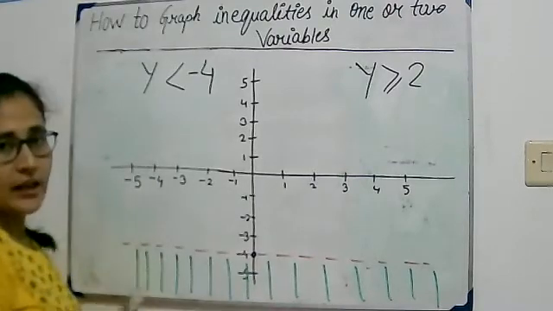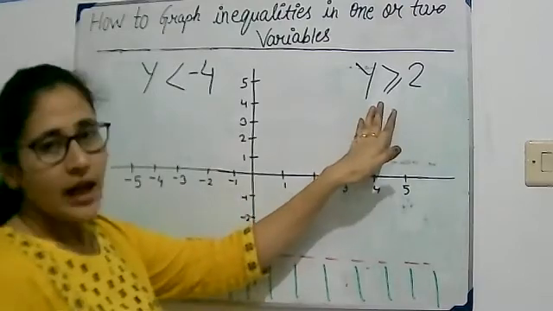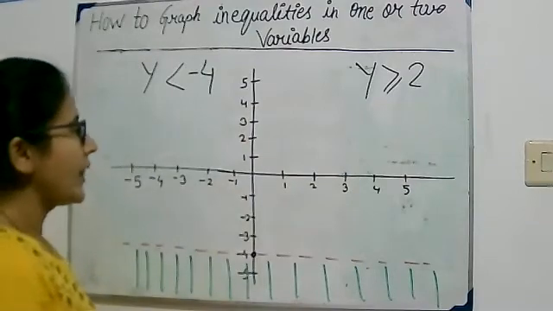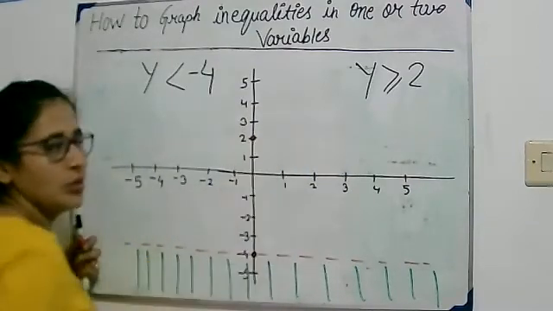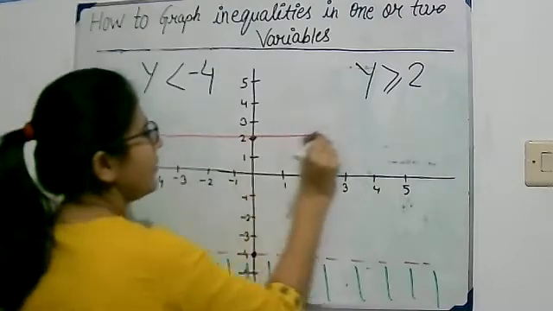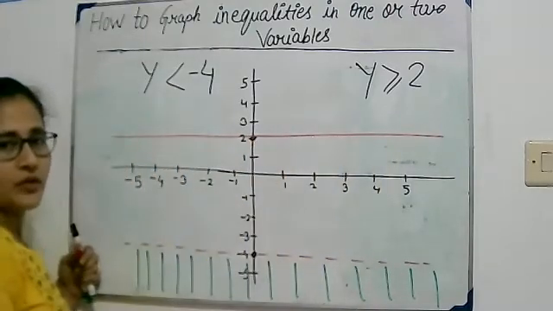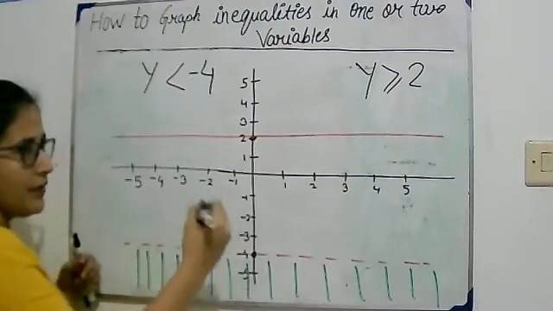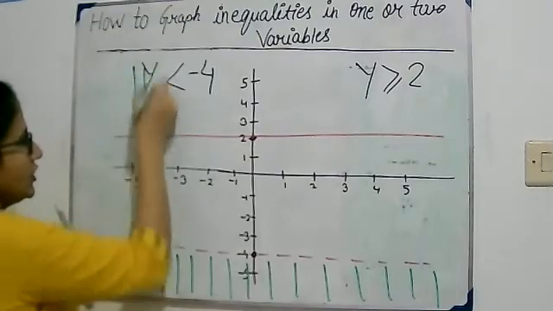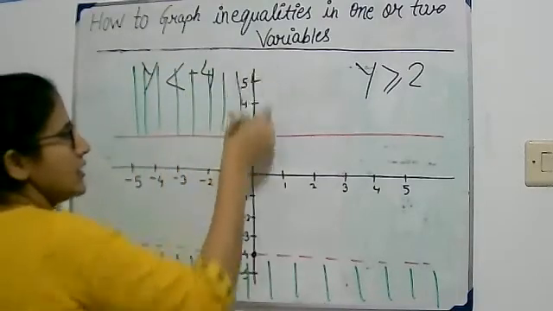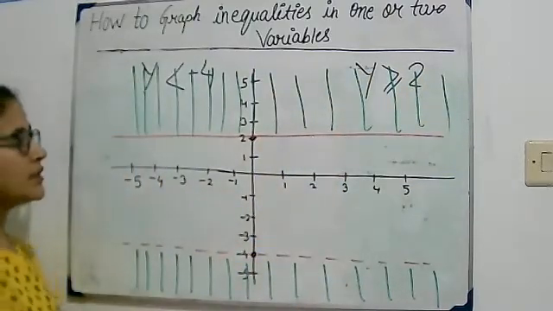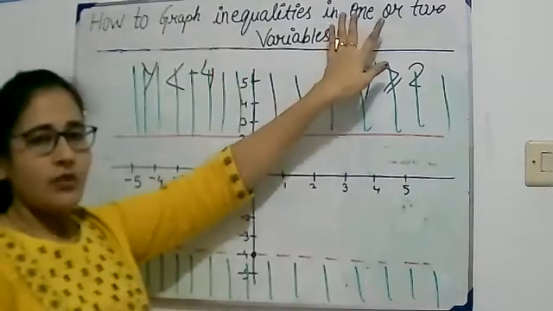Next question, y is greater than or equal to 2. Here also this is y. So this is a horizontal line parallel to the x-axis, and 2 is the distance from the x-axis. So this is 2 here, +2. Now the line is going to be a solid line, because here 2 is also one of the solutions. Values which are greater than 2, so we will shade the region with values greater than 2. So these are the examples for graphing inequalities for one variable.